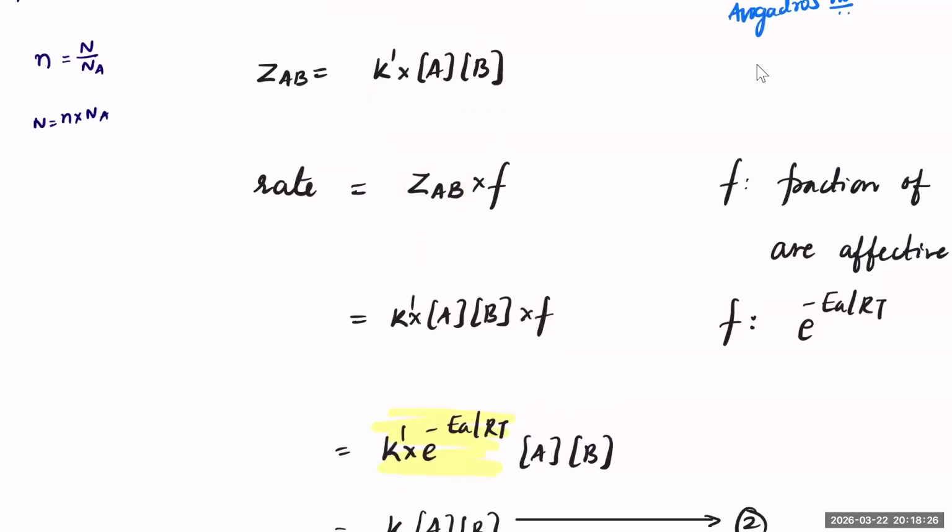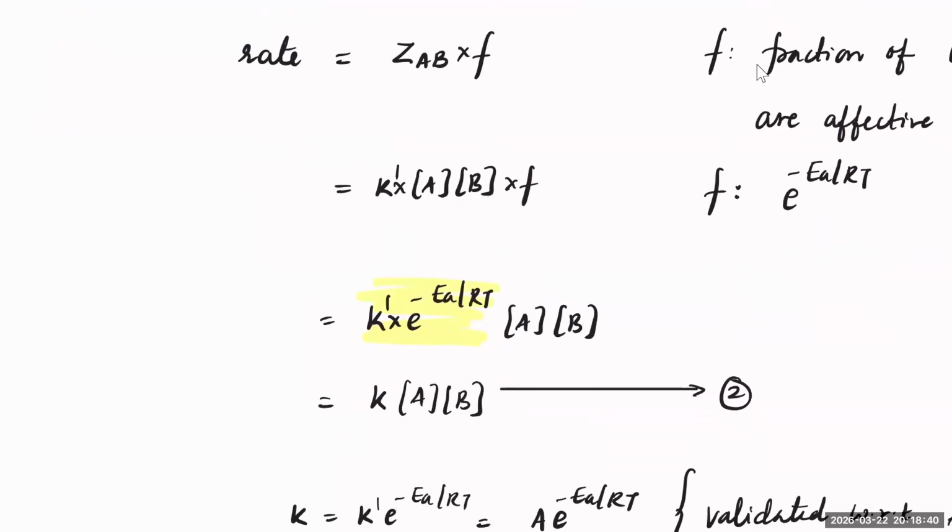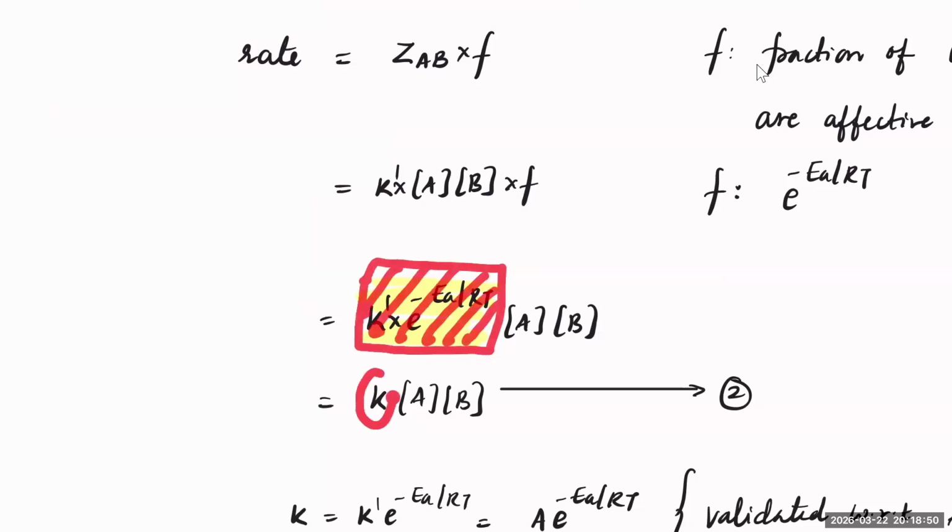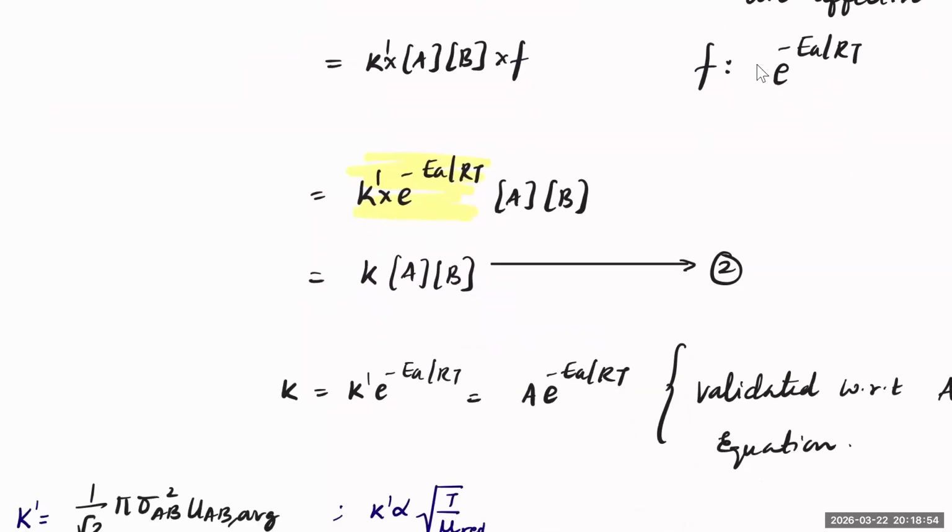So you can notice that K dash into F into A into B gives you the rate of the reaction. And if I compare that with the original rate law expression, then I can say K dash into this entire thing, correct, represents your rate constant, isn't it? So this is a comparison of these two. So K, which is the rate constant, this is the rate constant.